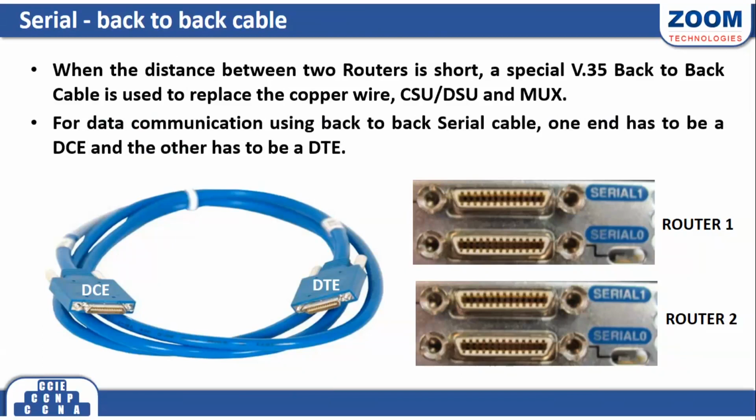It is clearly printed on the cable, right? One end is the DCE, the other end is the DTE. The DCE end is the master, and it needs to generate the clocking. The DTE end is the slave. It will accept it.